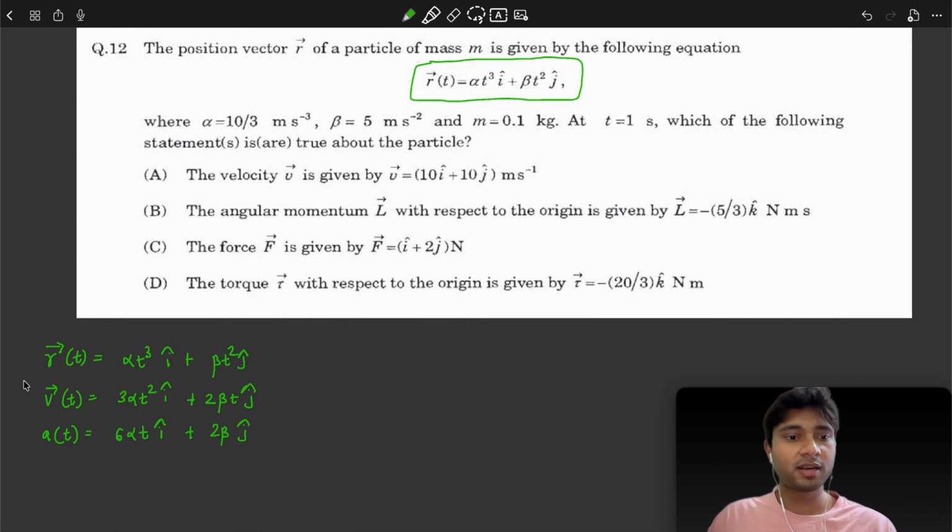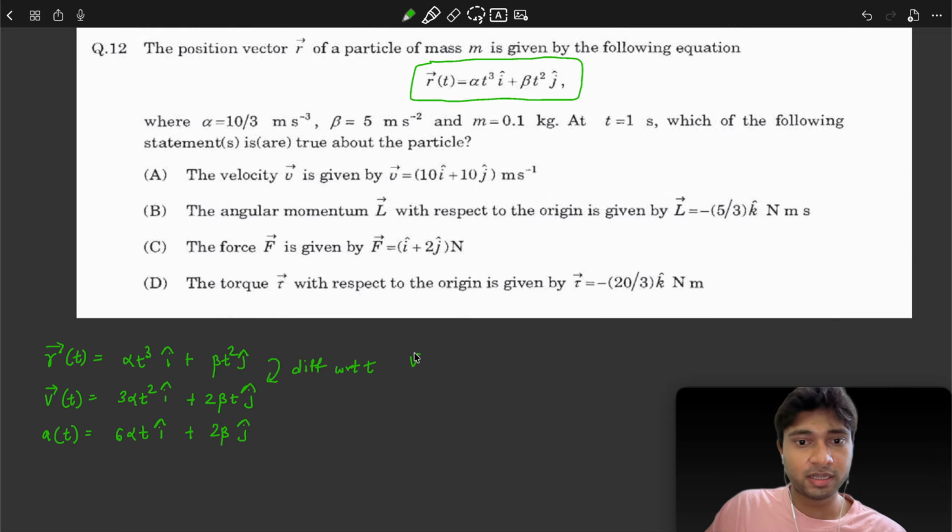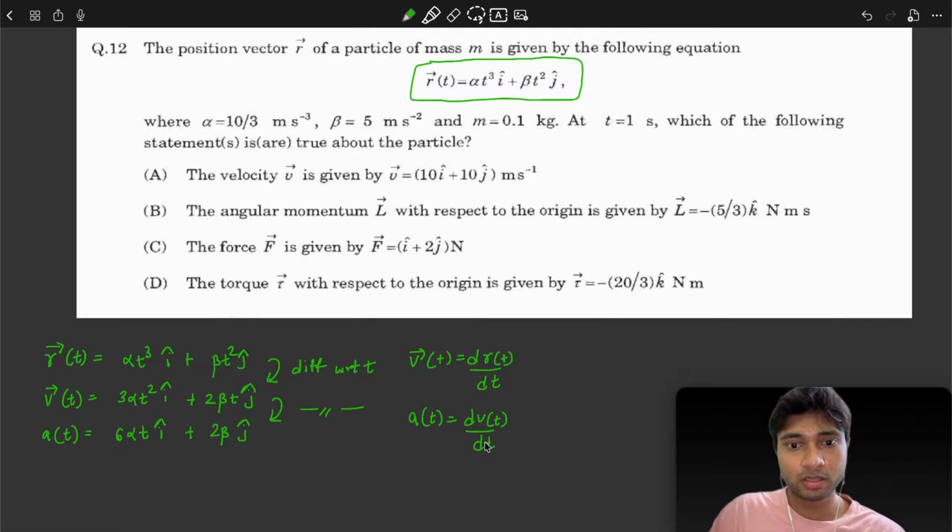Since the position vector is given, we have just differentiated it with respect to time to get the velocity, because v(t) is nothing but dr(t) by dt. The rate of change of position vector is velocity, and then we differentiated again with respect to time, so we got acceleration, because acceleration is nothing but dv(t) by dt. I hope this simple maths is clear to everyone. Now we have to figure out the values at t equals 1 second.